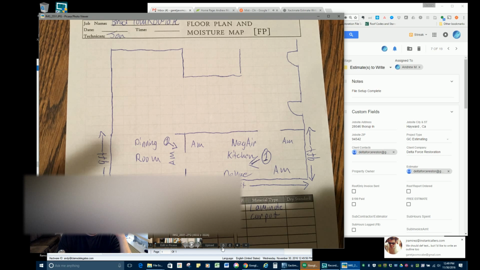Okay, two rooms essentially. Dining room, kitchen. I would have liked to see the rest of this measured out just for masking and final cleaning purposes, but we will work with this.